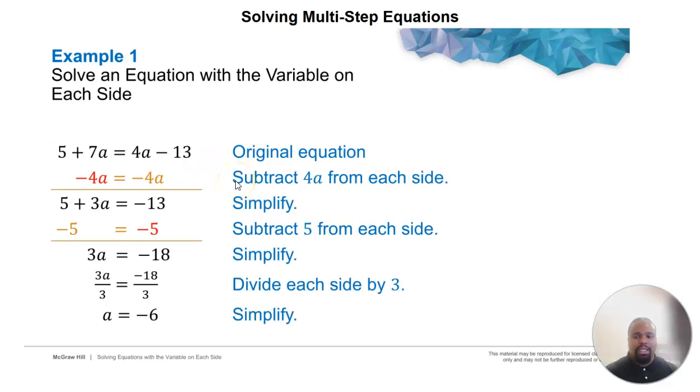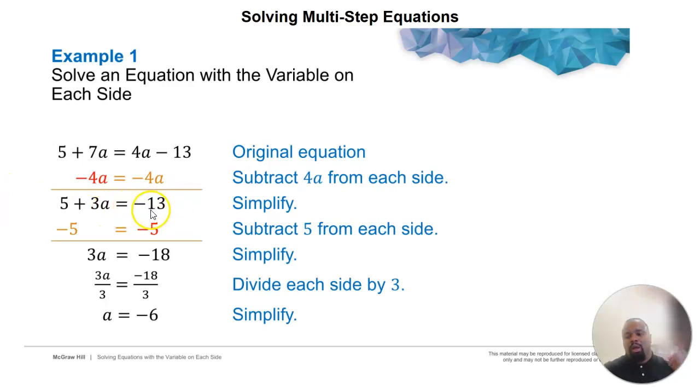Generally, what they teach you is anytime you got variables on both sides of the equal sign, you want to take the smaller coefficient, bring it over to the side of the larger coefficient. All right. So since 4 is smaller than 7, we're going to bring 4 over to the left. Technically, it doesn't matter, but since they teach that way, that's what I'm going to show you. So negative 4, because that's the inverse operation. All right. So 7 minus 4 is 3. So that leaves you with 5 plus 3a equals negative 13.